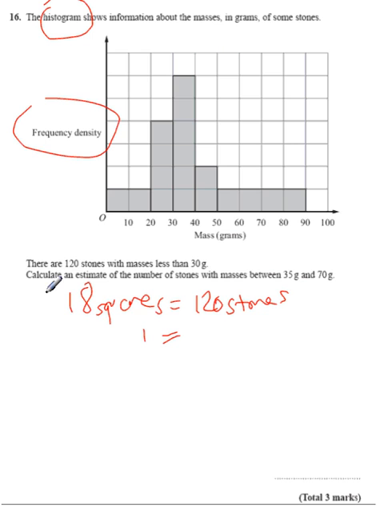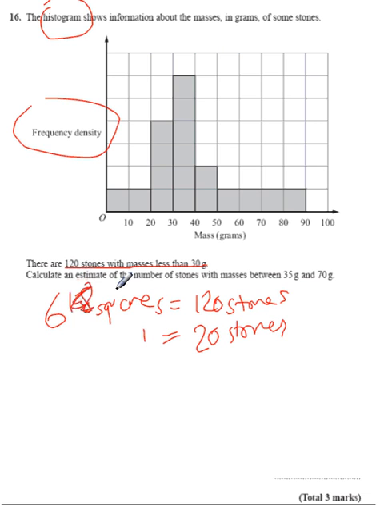Okay, I've seen what I've got wrong. It says 120 stones with a mass of less than 30 grams. Helps to read the question. So that means that these 6 squares, not the whole thing, all the stuff with mass less than 30, the 6 squares are equal to 120 stones, which means that 1 square is equal to 20 stones. That makes a lot more sense.